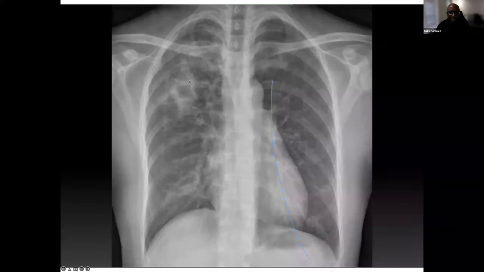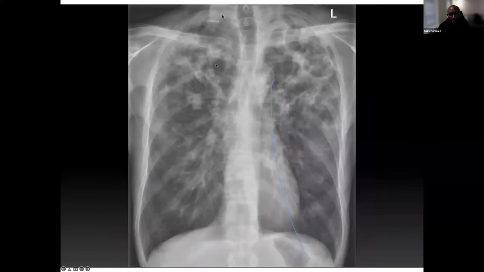Notice also that we do have generalized airspace shadowing in the right upper lobe here with a central focus of a thick cavitating lesion, bordering between the major fissure here and the upper lobe here. Again, differentials here would be possibly TB or other entities. We are talking about the same thing here, could be TB.